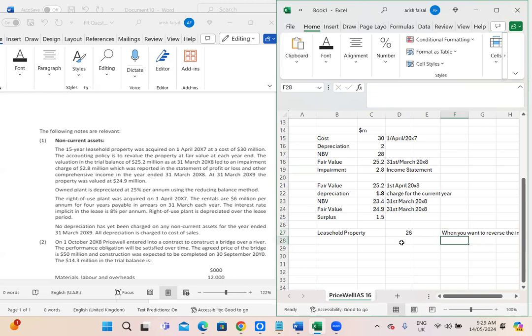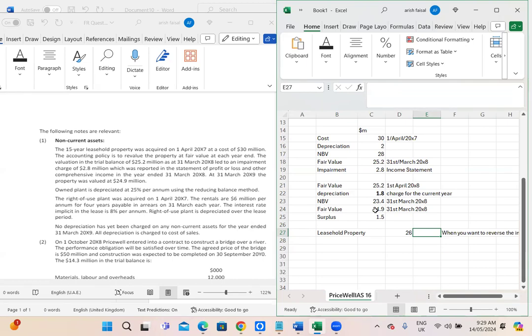Okay. So if I wouldn't have been charging impairment on this asset in the first year, by the end of the second year, the value of this leasehold property would have been 26 million, right? So the point is that I cannot increase it by more than 26. In this question, they just have given you a fair value of 24.9, which is fine. I mean, you can increase it till 24.9.